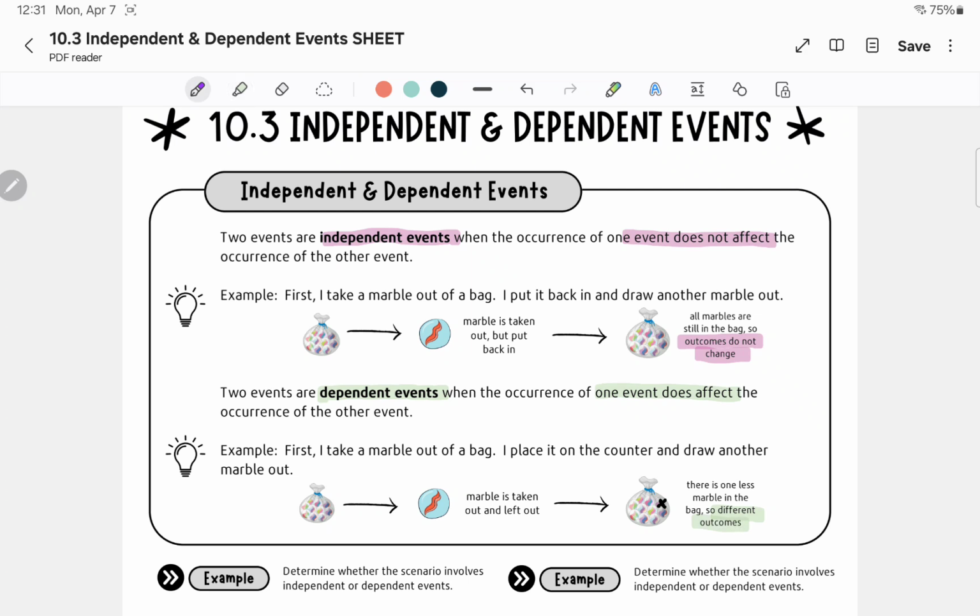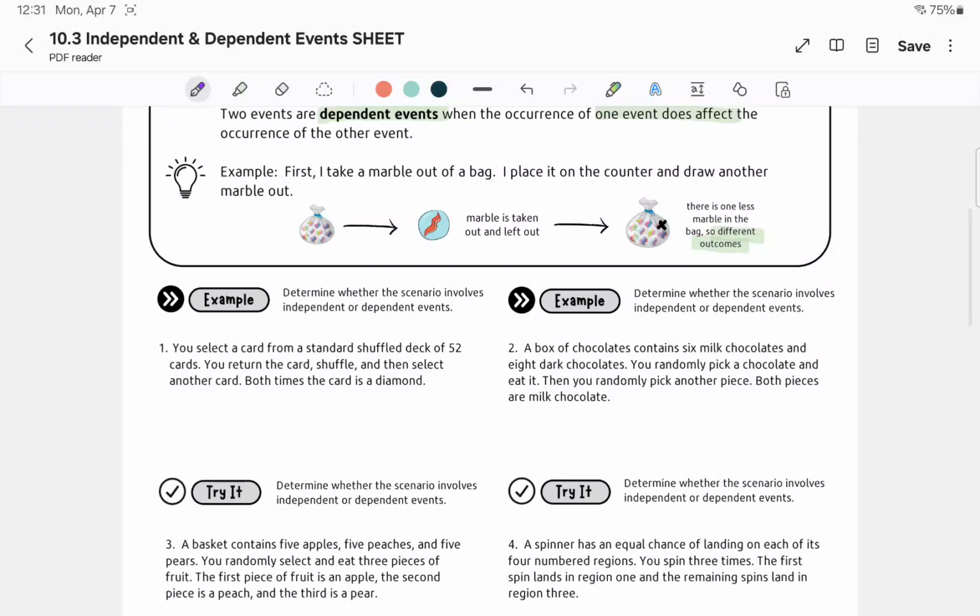Okay, so let's look at example number 1. You select a card from a standard shuffled deck of 52 cards. You return the card, shuffle, and then select another card. Both times the card is a diamond. So we're just determining whether it's independent or dependent. We're not solving anything yet. You select the card, you return the card. When you return the card, are the outcomes changing? No, it's going to start with 52 cards, and then the next event's also going to have 52 cards. So this is independent. Basically, if you put something back, it's pretty much going to be independent. If you take it out and leave it out, then it's going to be dependent.